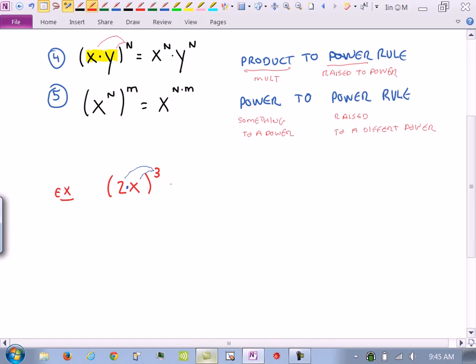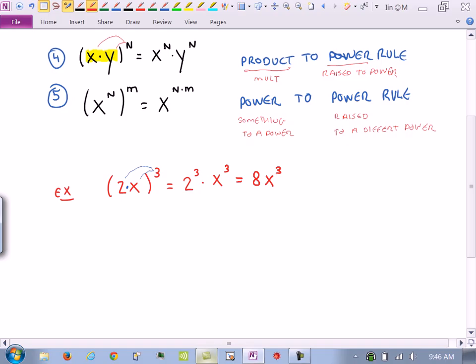So in my next line, I'm going to write equals, and then I'm going to write 2 raised to the third times x raised to the third. Does everyone see that that is property 4 above? The n goes to both, so the 3 goes to both. But what is 2 to the third power? 8. And x to the third is just x to the third. I'm just going to leave it.